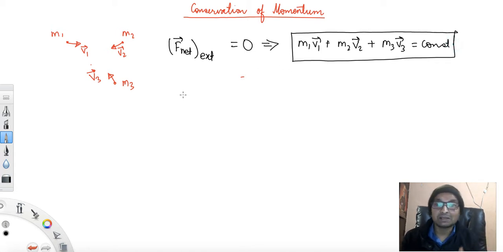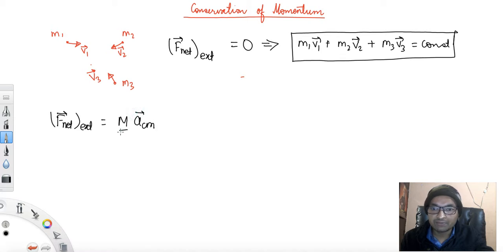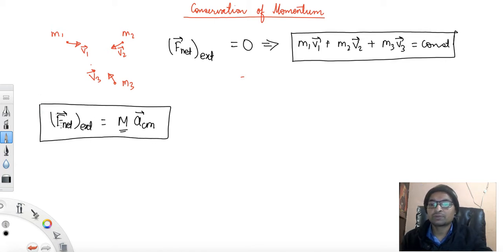So why is it happening? Let's understand it and prove it. Fine. So from the center of mass concept, we know that F net external is equal to mass times the acceleration of center of mass. Here m is the mass of the system, which is m1 plus m2 plus m3 in this case. So this is from the center of mass.